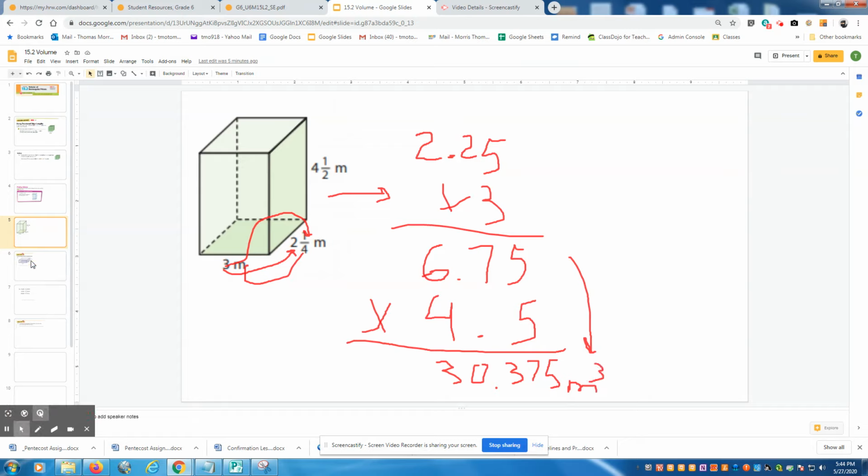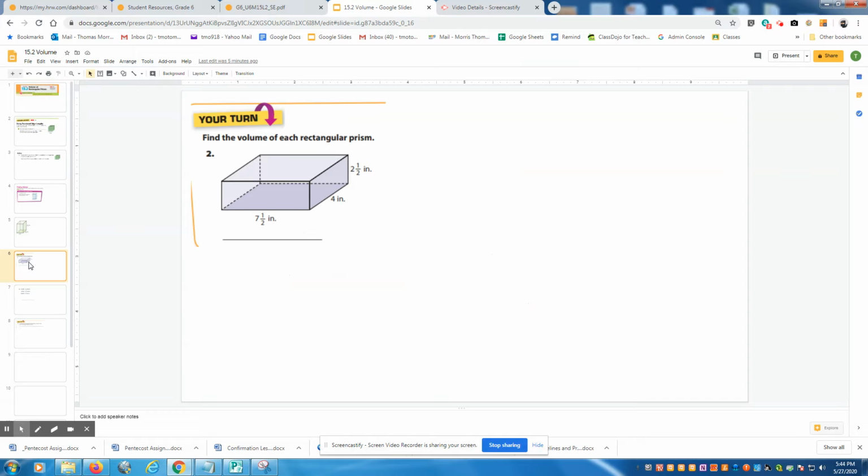Next example. All right, we have, find the volume of this figure right here. So we have 7.5, 4, and 2.5. If I'm going to start with my base, find the area of my base first, I have 7.5 times 4. I can do this one without a calculator, since it's just a one factor multiplication. So I'm going to bring the 2, add it. So now I have 30. So 30 is my base, 30 square inches.